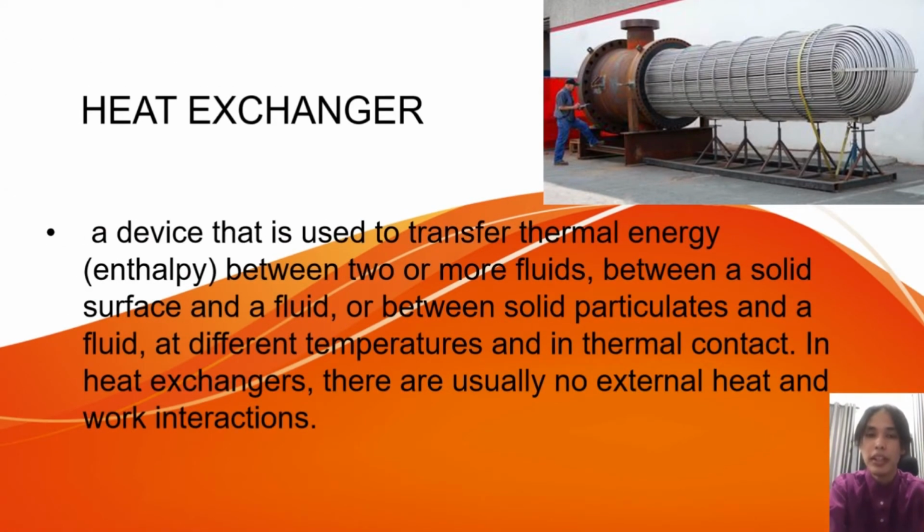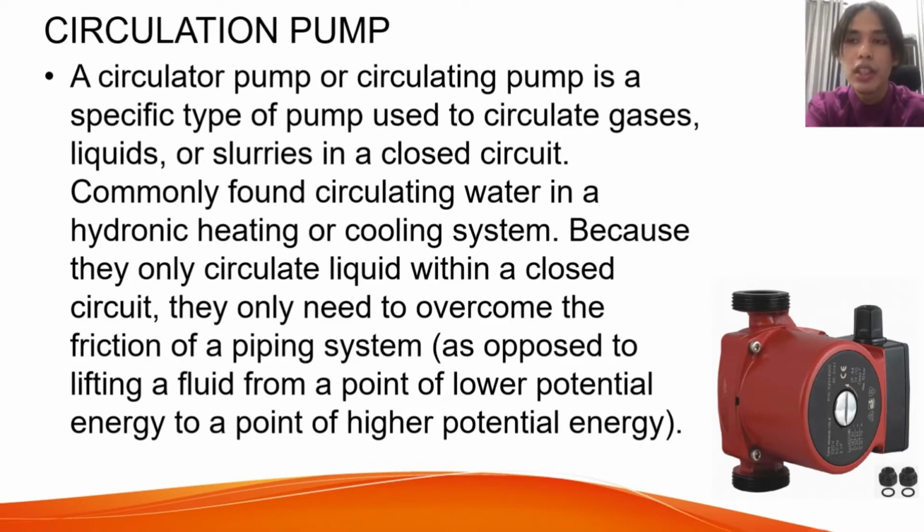Assalamualaikum, my name is Muhammad Daniel Hafiz, and today I'll be explaining about the components in the reactor and their functions. So first we have the heat exchanger. A heat exchanger is a device used to transfer thermal energy between two or more fluids, or between a solid surface and a fluid. Next we have the circulation pump. It is a specific type of pump used to circulate gases, liquids or slurries in closed circuits. Circulating water is commonly found in heating or cooling systems.